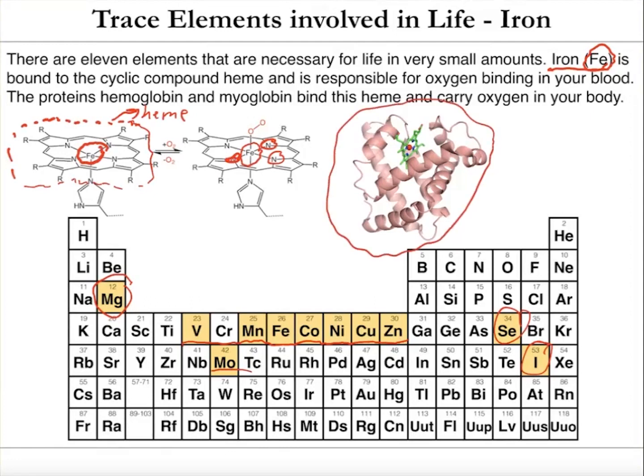This protein right here is myoglobin. It's very similar to the molecule hemoglobin that you might have heard of as well. What hemoglobin and myoglobin do is transport oxygen gas throughout your bloodstream by binding the oxygen to the iron. It binds that molecule and releases it when it gets to cells in your outer tissues that require oxygen for respiration. So iron is a very good example of how important these trace elements are in life's processes.